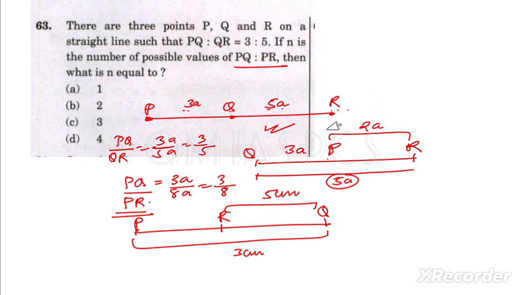Now we have to find PQ by PR. PQ by PR will be 3 by 2. So that means we have two possibilities, because the third possibility is not possible. This is a ratio and proportion question, but we have to try the logic just by the diagram. Fine.